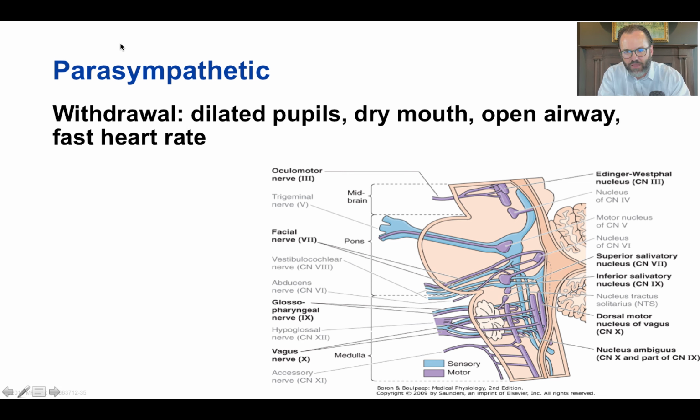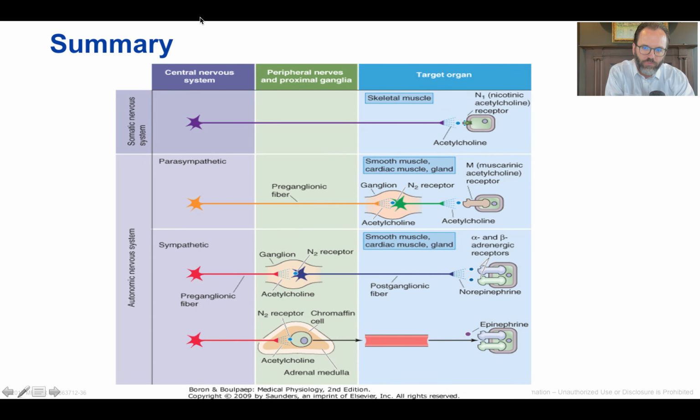When you look at parasympathetic withdrawal, you say, well, what happens? Think of times when you're extremely nervous. For example, you have dilated pupils, a dry mouth, an open airway, and a fast heart rate, right? Those are all consistent with this orchestrated fight or flight response. That true fight or flight response is sympathetic activation and parasympathetic withdrawal, because they synergize with one another in order to maximize the likelihood of you having a successful escape from a threat.